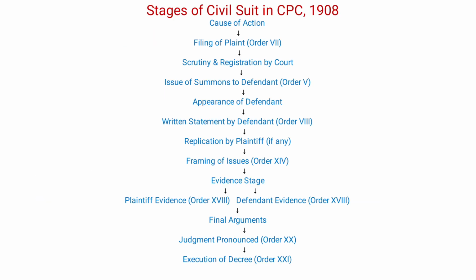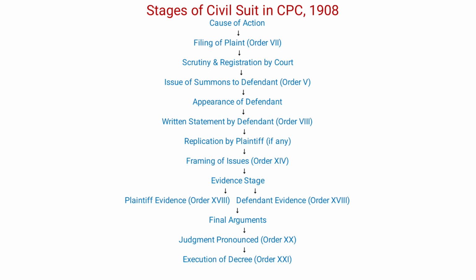Now, let's move on to the stages of the civil suit in CPC 1908. Let's apply the same example here also. First step here is cause of action. In the previous example, cause of action arises on the day when B demanded and threatened A that this house belongs to me. Now, the next step is filing of plaint, which is mentioned under Order 7.